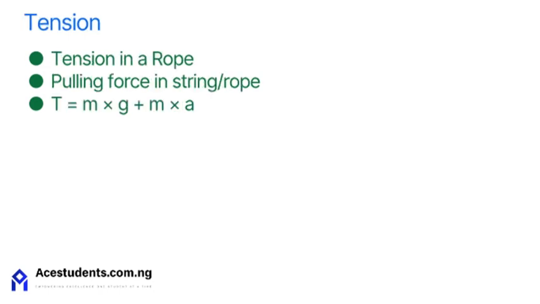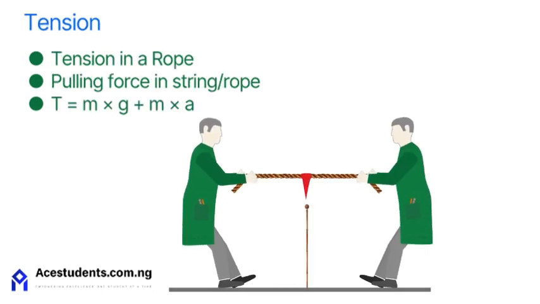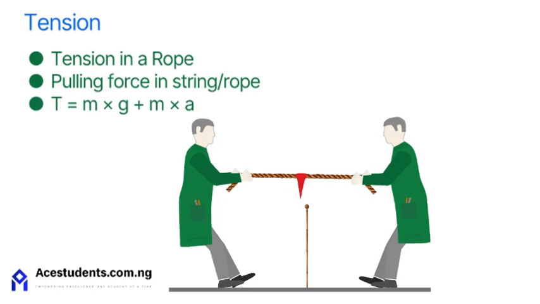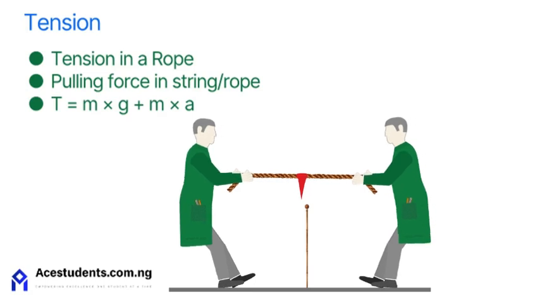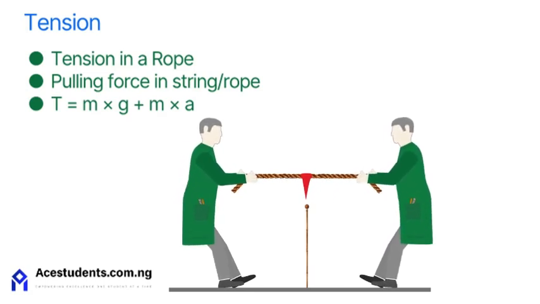Tension is the force transmitted through a rope, string, or cable when it is pulled tight by forces acting from opposite ends. It is a pulling force, not pushing, and it always acts along the length of the rope and away from the object.